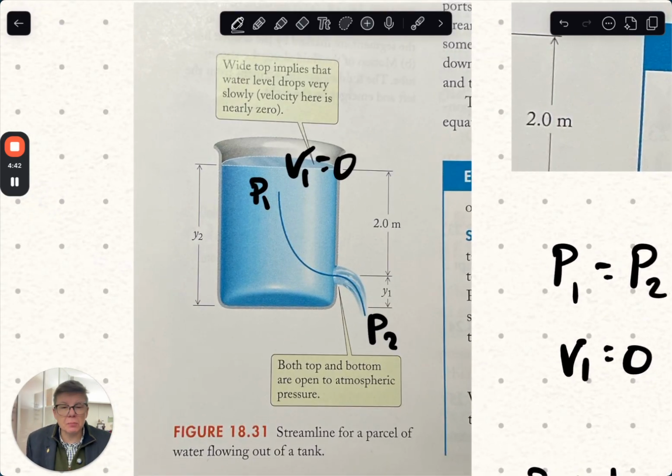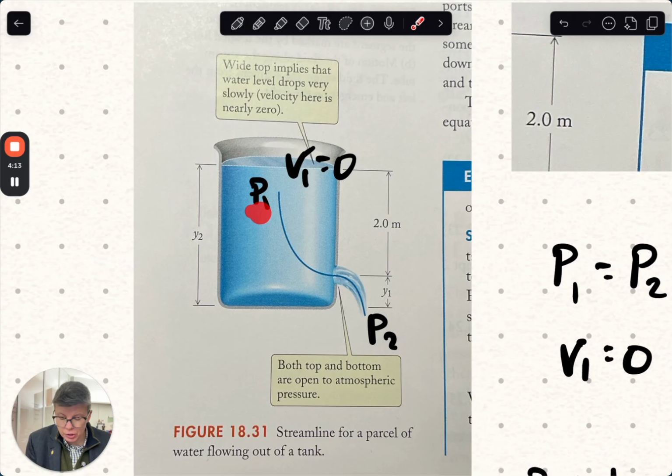A couple of assumptions noted on this picture that are really important for us to notice. In fact, my pro tip for solving Bernoulli's problems is try to figure out all of the quantities in the equation that you can assume to be zero. The first one is that this wide top to this container suggests that the fluid level is moving very slowly compared to the fluid exiting the tank. So we're going to assume that the velocity of the fluid at the top level is zero.